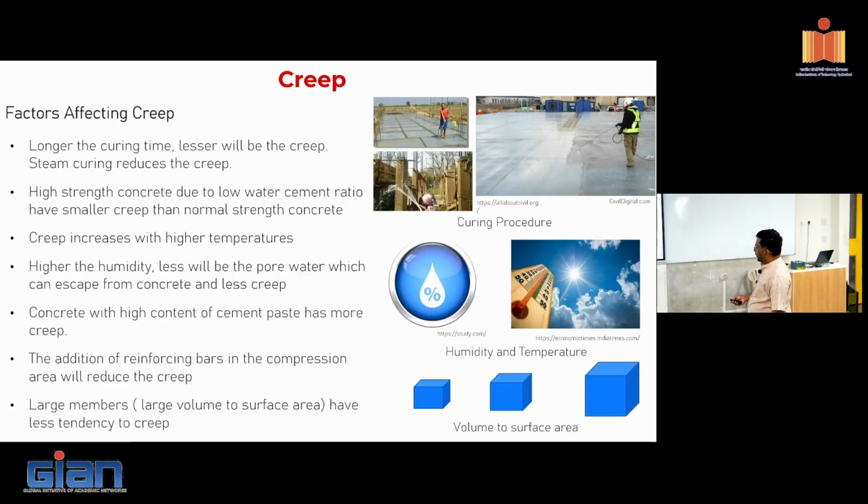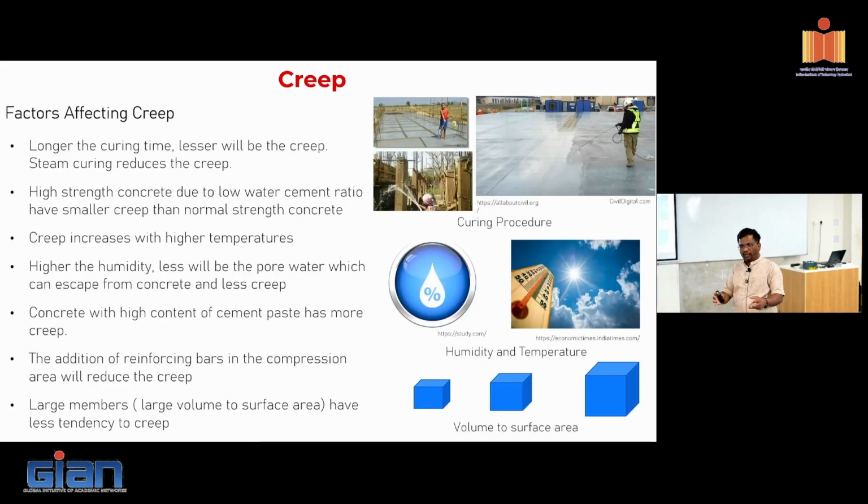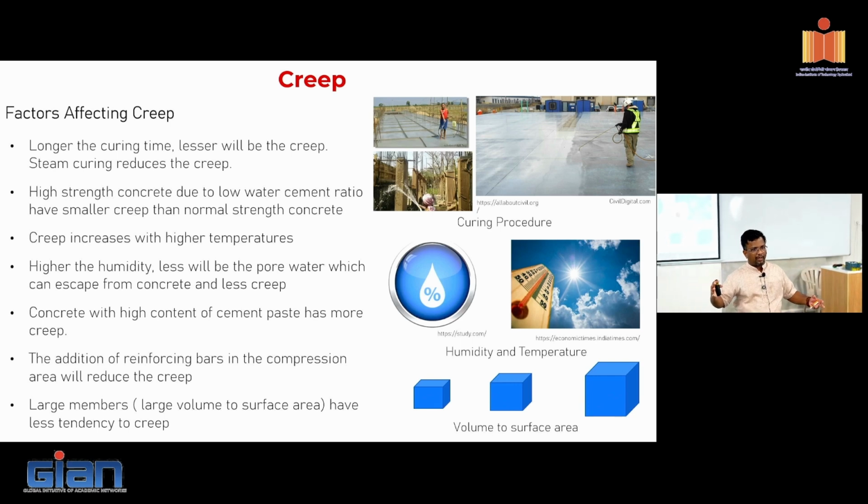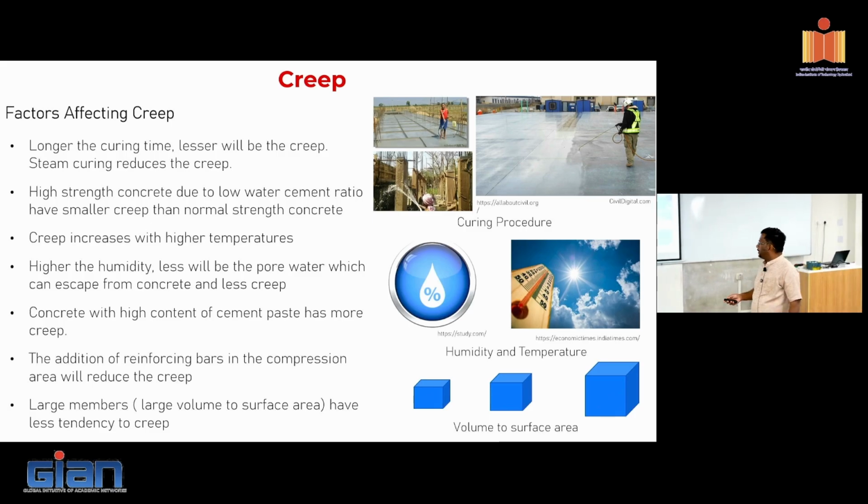This is another important thing. If I have a member of constant volume, the more the surface area, the more passage there is for the water to escape from the system, right? So for a particular volume of concrete, I take two cases, same volume, 1 meter cube, 1 meter cube. This one has lower surface area, another one has higher surface area. The one with higher surface area will have more creep, because it has more passages for the water to escape from the system, right?